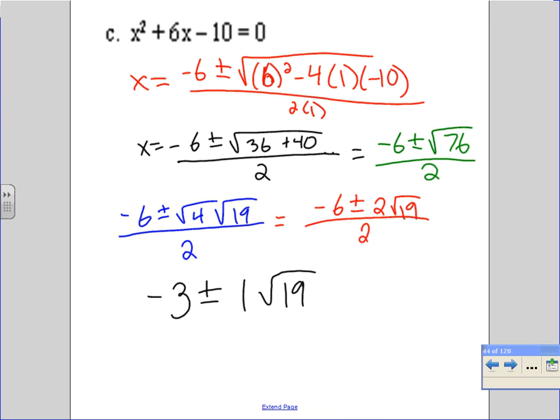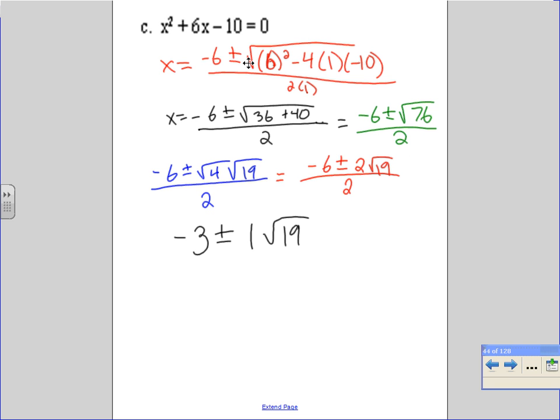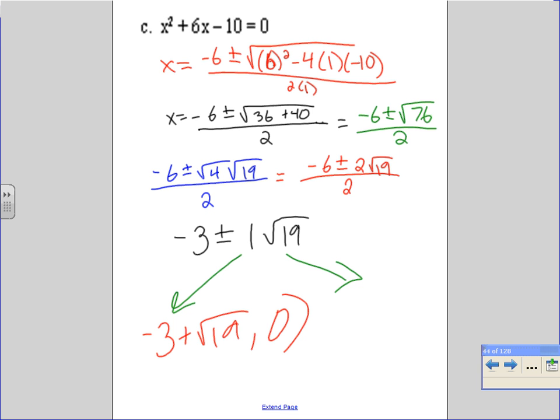Good. Does everyone understand how he got to that? Okay, now what? Francie, now what? Ordered pairs. Okay, what would one of them be? Good. So split them up into two ordered pairs. So, Gigi, you with me? Okay. -3 plus square root of 19, comma 0. The other one's -3 minus square root of 19, comma 0. So just make sure you split them up and then write them as ordered pairs.